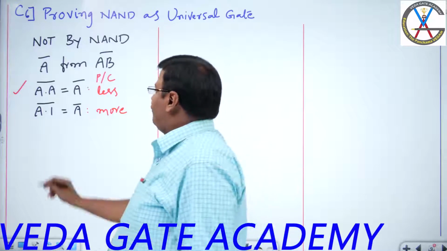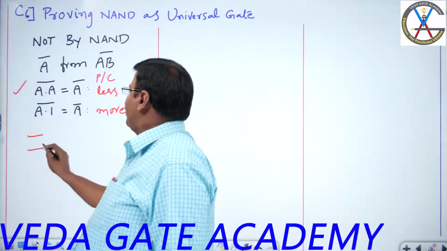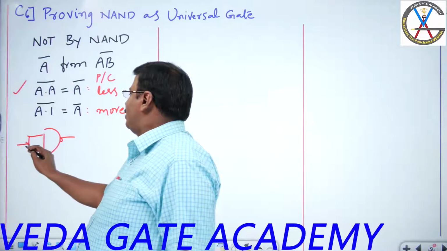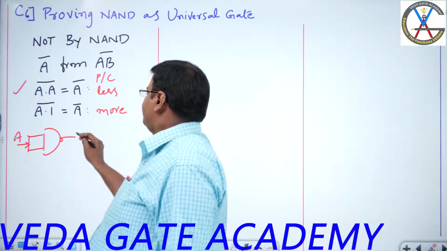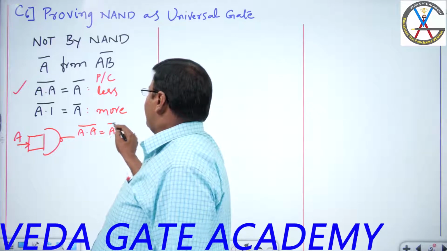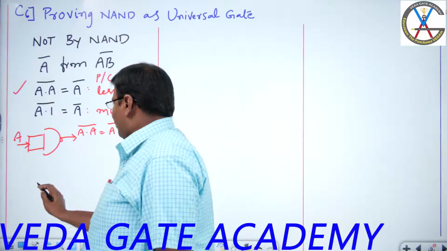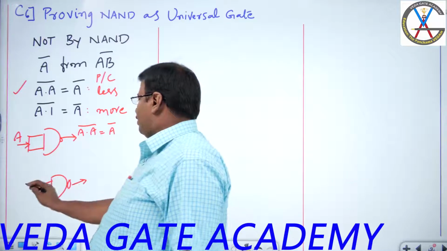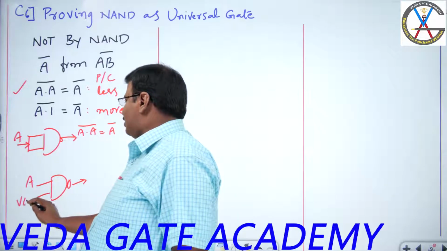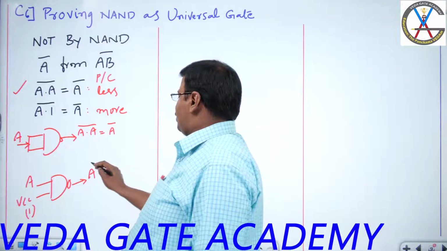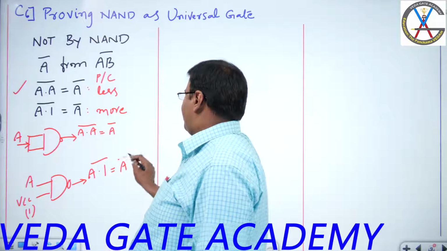So I can develop NOT in this way, joining both inputs. A into A bar is equal to A bar. I can also develop NOT from NAND in this way: A here, VCC here, referred to as 1. So here A into 1 bar is equal to A bar.